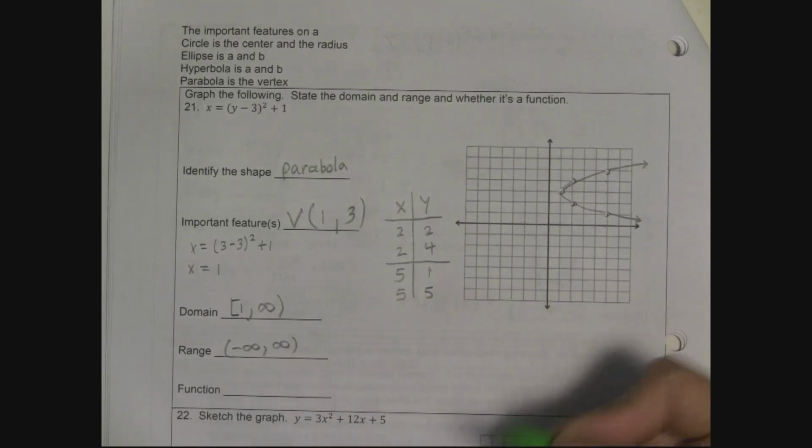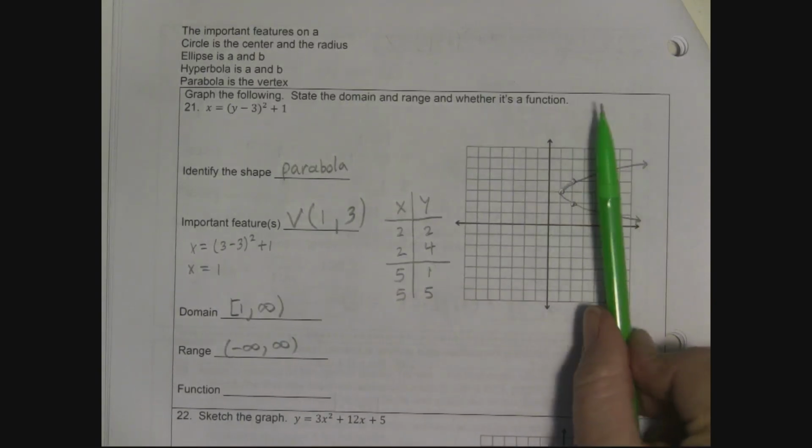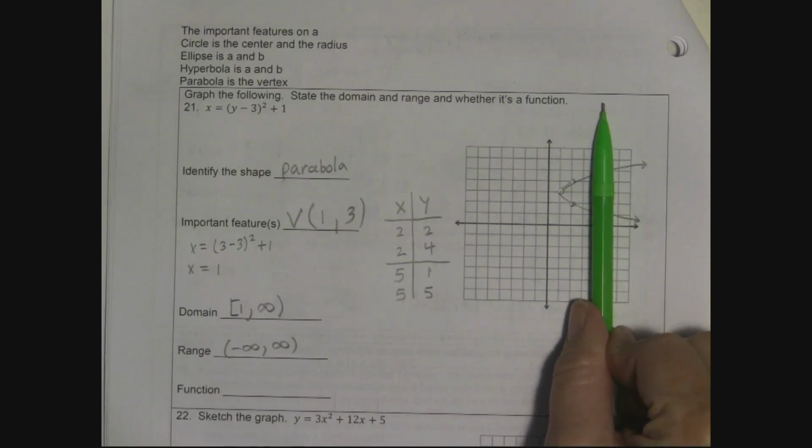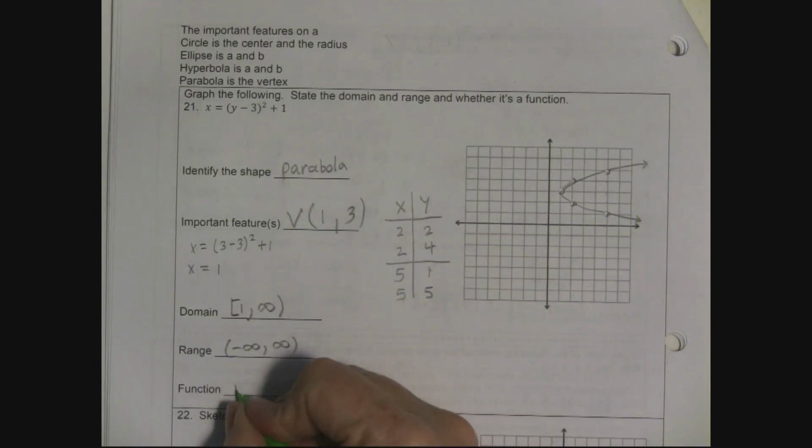And then they ask us, is this a function? You remember that if a vertical line, a straight up and down line, hits your graph twice, it's not a function. So this is, nope, it's not a function.